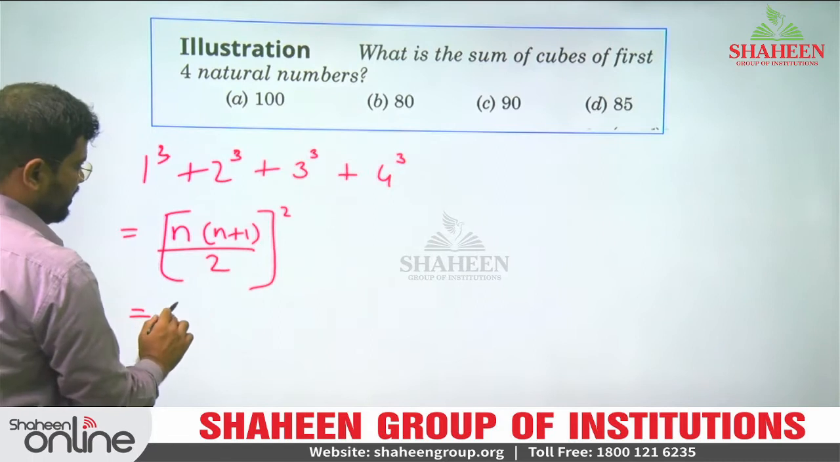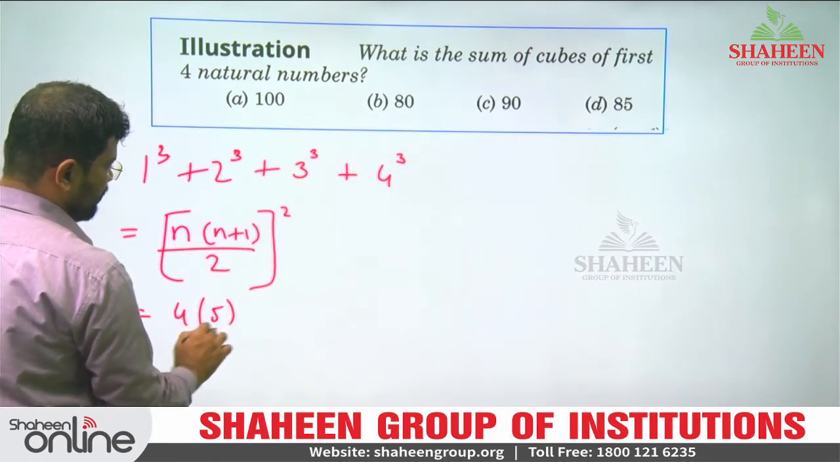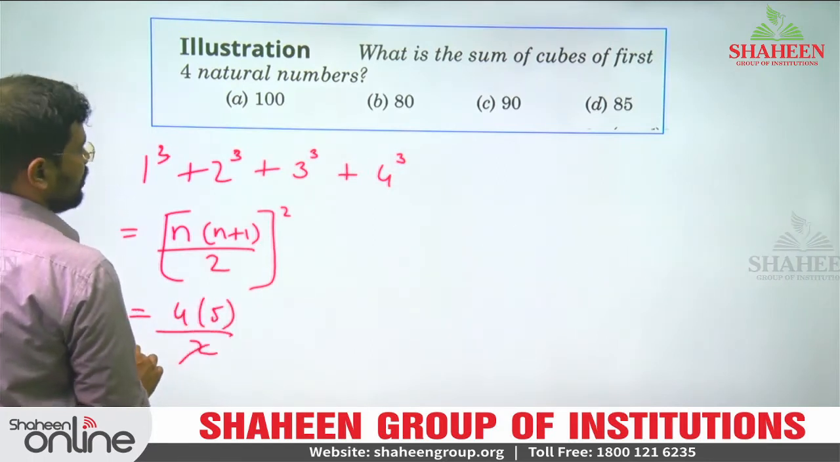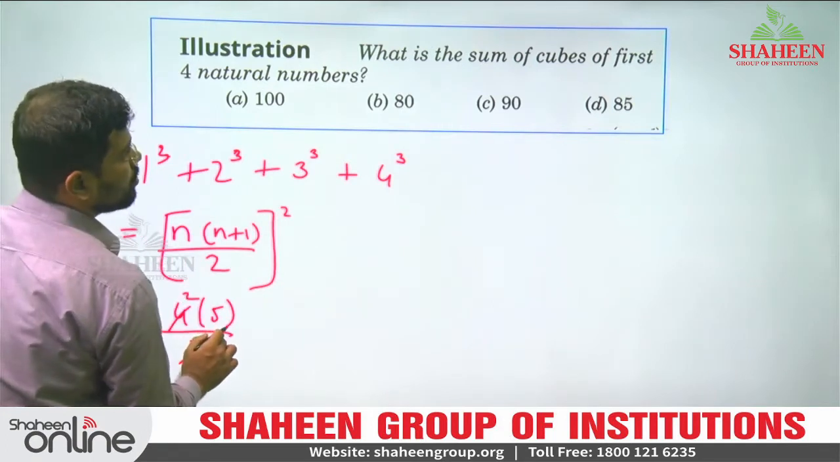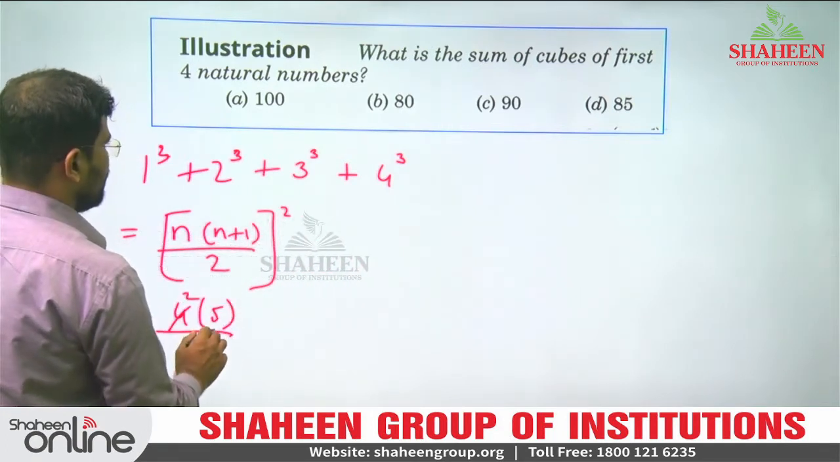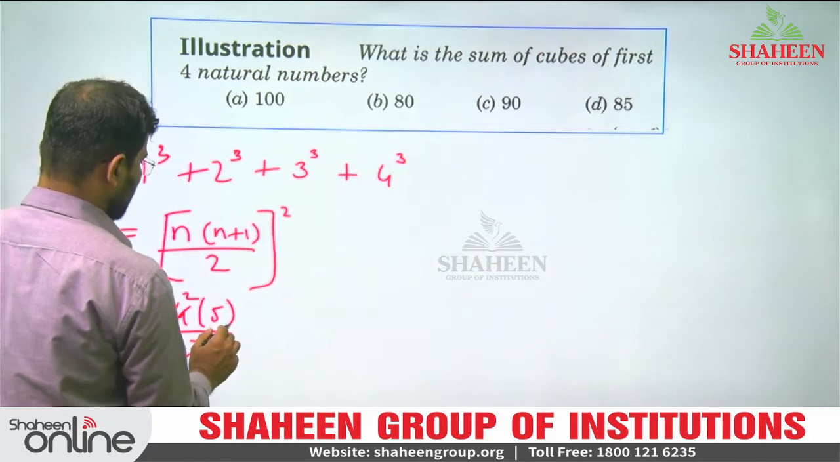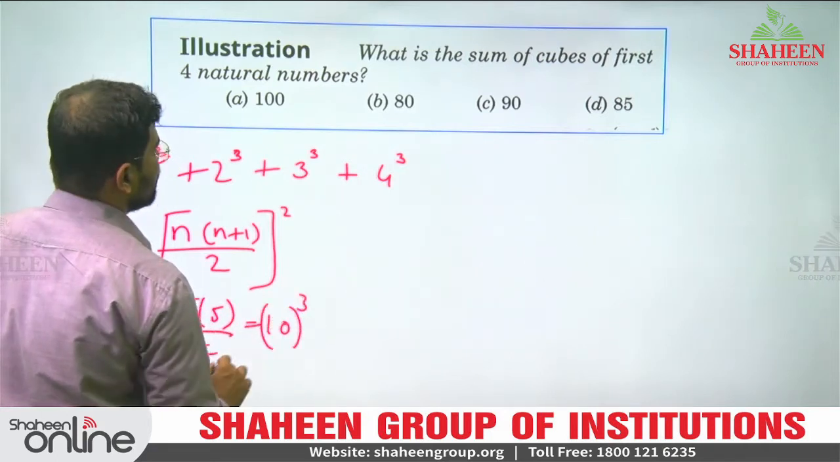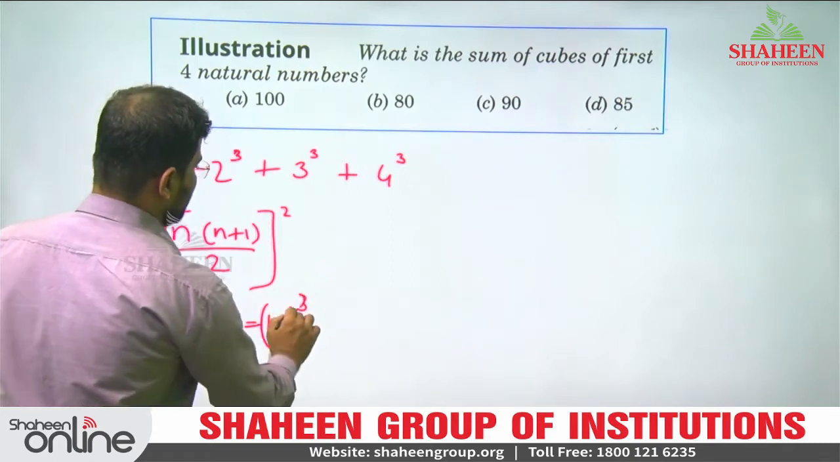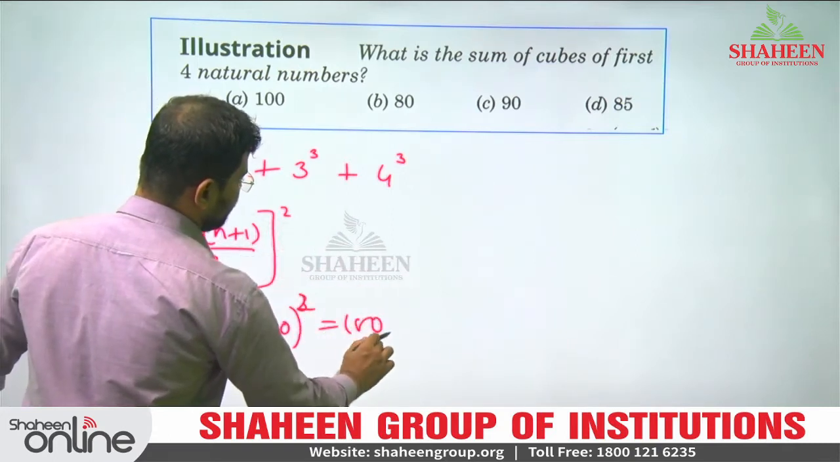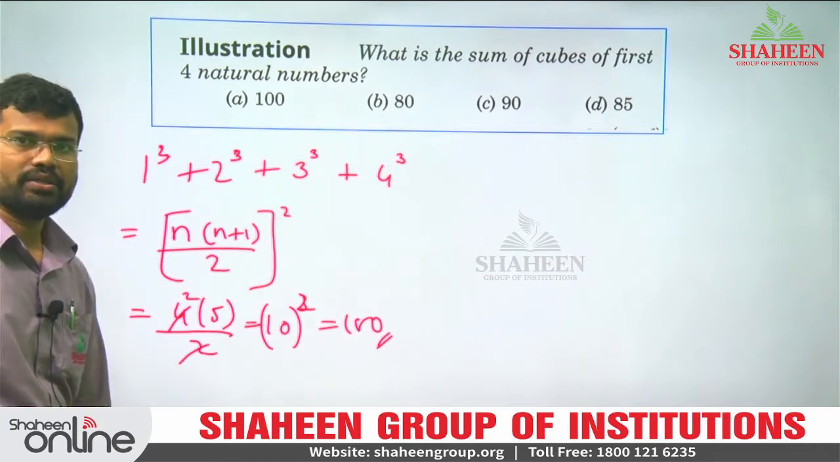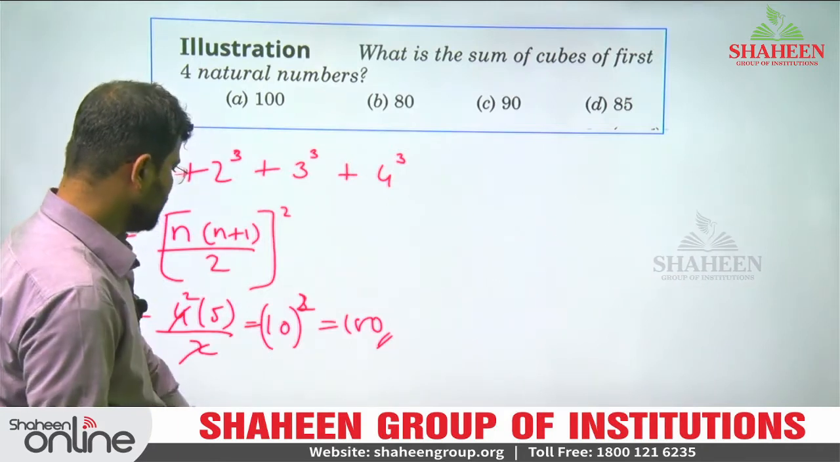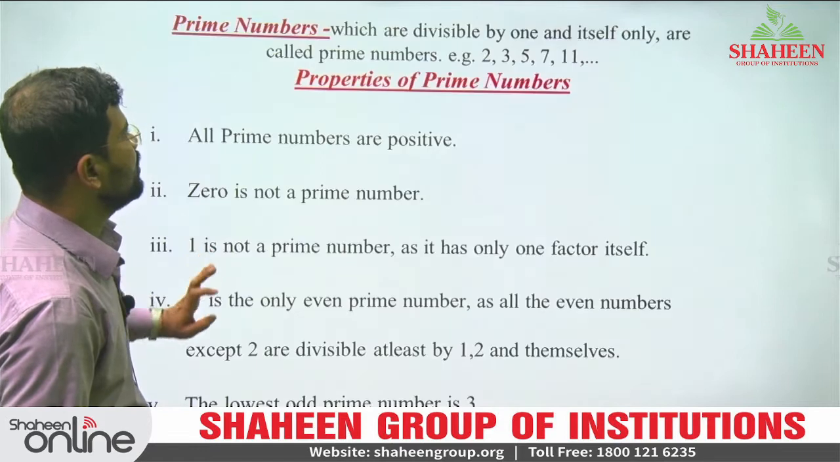What is n here? n is 4. 4 plus 1 is 5, divided by 2. This is squared, and this will become 100. Let us move on.